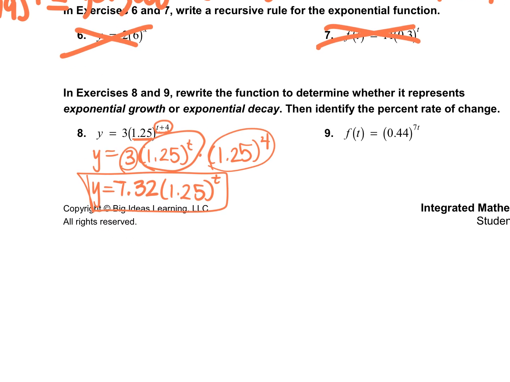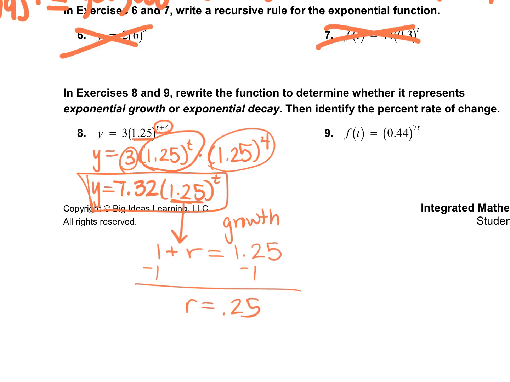And then we can tell if it's exponential growth or decay. This one's going to be growth because it's bigger than 1. So if it looks like we added 1 plus some sort of a rate, that means it's growth. So this one's growth. So since it looks like we added, we can just kind of take off that 1 that we added to it, and that'll tell us our rate. So we have a 25% growth rate. Okay, let's do the next one.